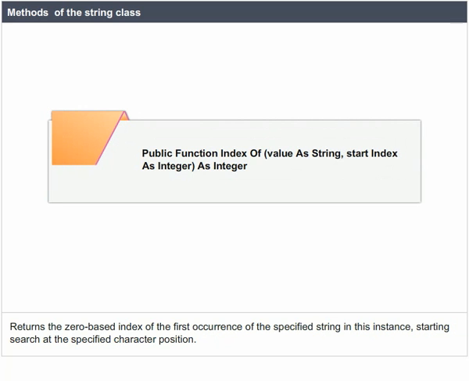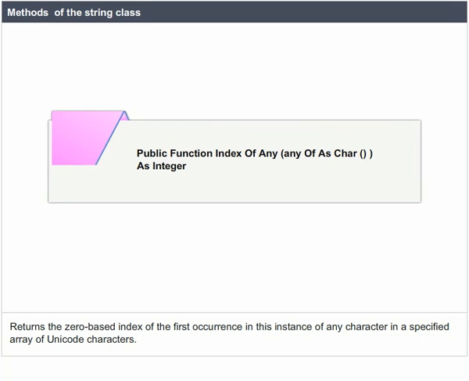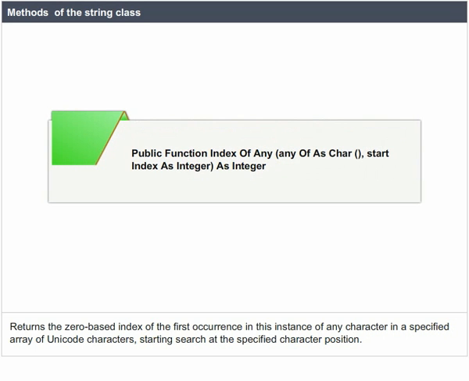Public Function IndexOfAny(anyOf As Char()) As Integer returns the zero-based index of the first occurrence in this instance of any character in a specified array of Unicode characters. Public Function IndexOfAny(anyOf As Char(), startIndex As Integer) As Integer returns the zero-based index of the first occurrence in this instance of any character in a specified array of Unicode characters, starting search at the specified character position.